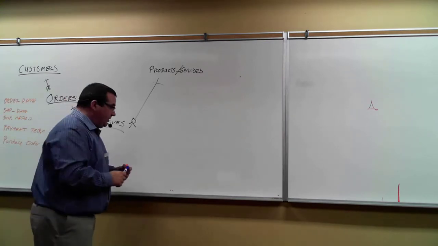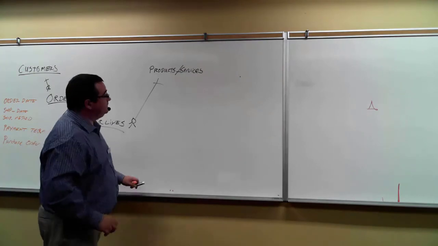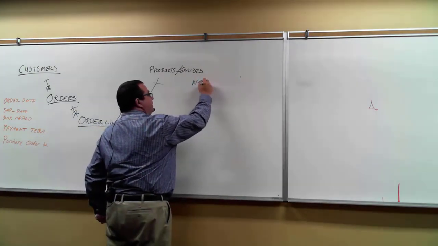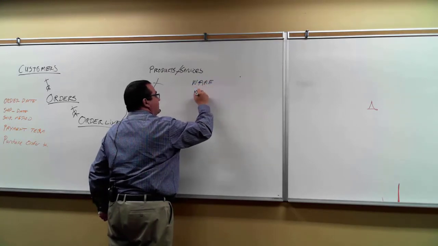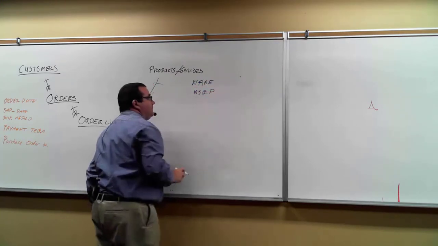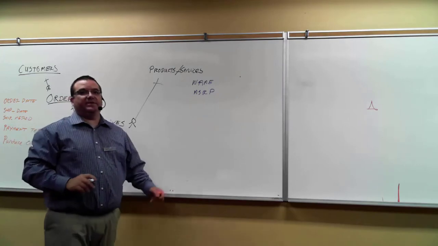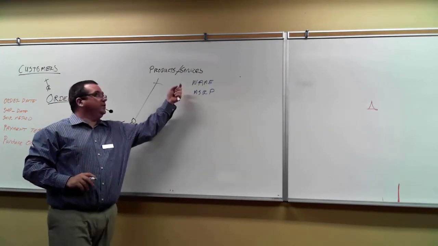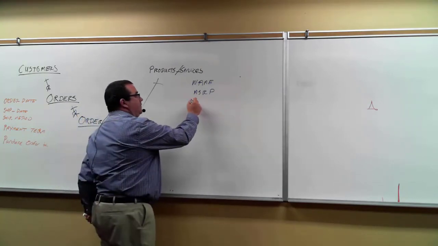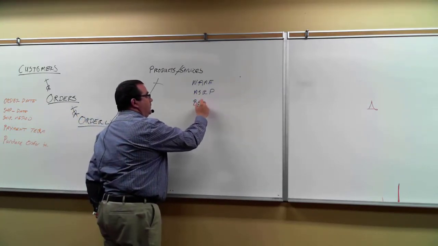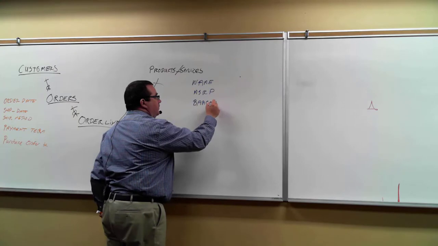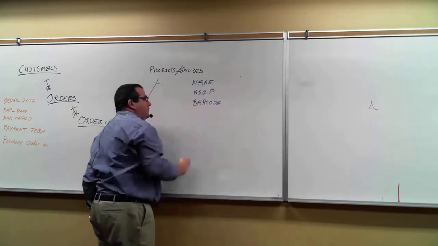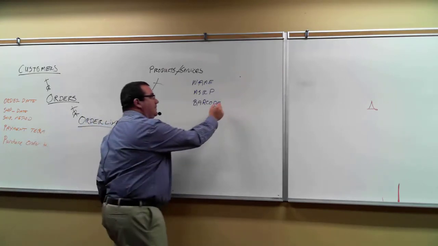All right. So when we talk about products and services, often you have the name of a product, the suggested retail price. Those are the two common things you'll see in most products. You'll have other things in here, like a barcode, or a UPC.